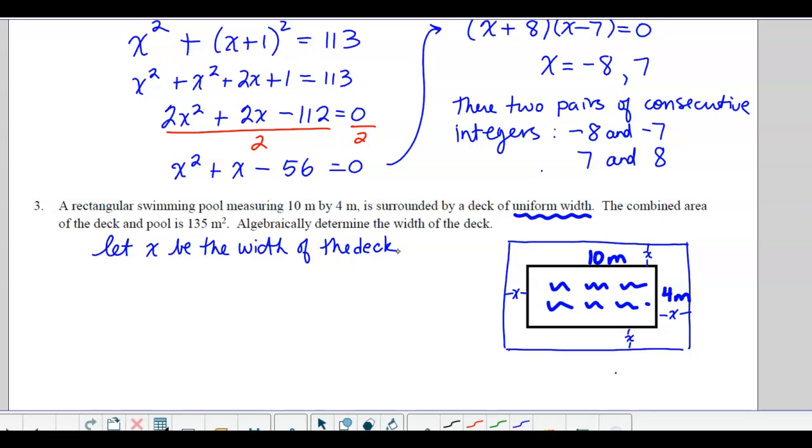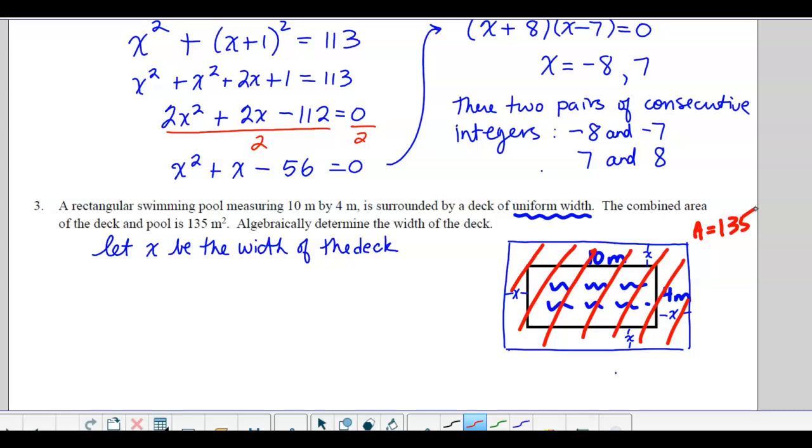You know the pool has dimensions 10 by 4, so you know the area of that. And you're given that the combined area is 135. So that whole area, maybe I'll just do it in red here. So this whole thing, right, is 135 meters squared. So really, we want the length of that whole pool and deck and the width of it.